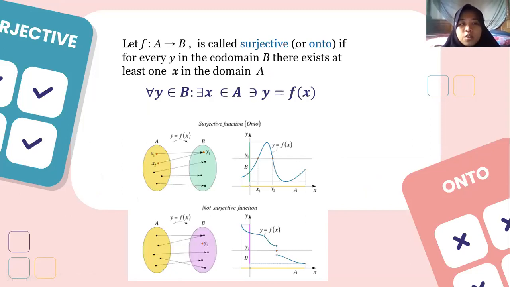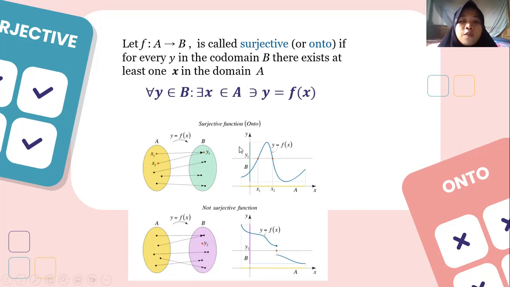So what is a surjective function? Let f from A to B be called surjective or onto if for every y in the codomain B there exists at least one x in the domain A. Or we can write it like this: for all y element B, there exists x element A such that y equals f(x).